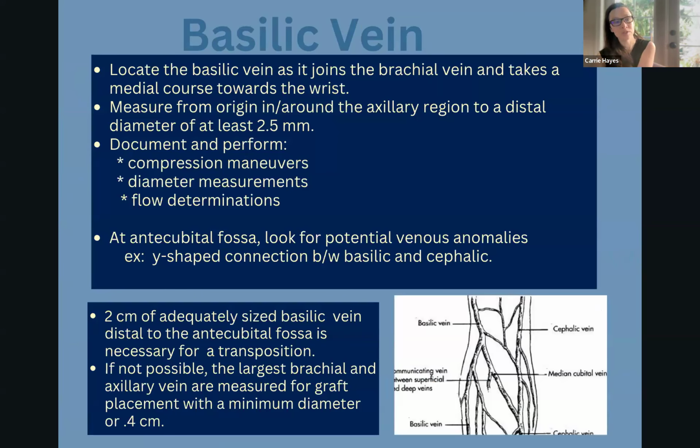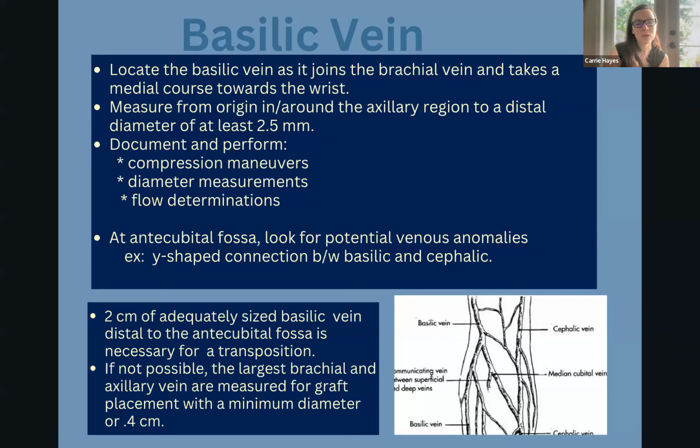The basilic vein. So you're locating the basilic vein as it joins the brachial vein and takes a medial course towards the wrist, measuring from the origin in and around the axillary region to a distal diameter of at least 2.5. You're showing compression, diameter measurements, flow determinations. At the antecubital fossa, you can see potential venous anomalies like a Y-shaped connection between the basilic and cephalic. So it can get a little interesting in the antecube, and you want to really try to map that out well.